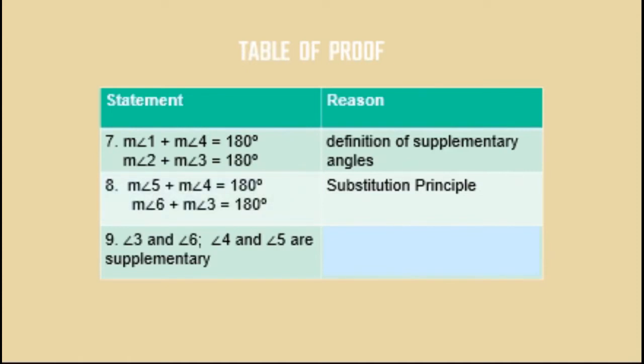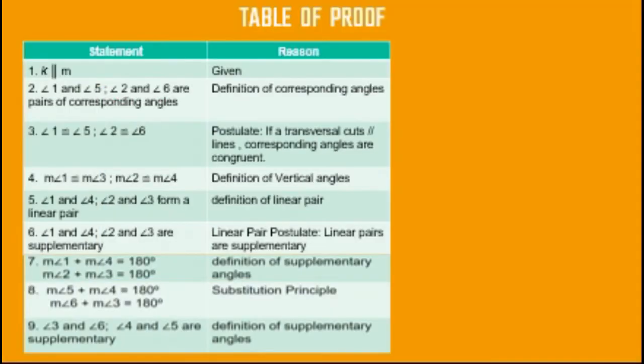Measure of angle 5 plus measure of angle 4 is equal to 180 degrees. Measure of angle 6 plus measure of angle 3 is equal to 180 degrees. Now we can prove that angle 3 and angle 6, angle 4 and angle 5 are supplementary. What is the reason? Alright, definition of supplementary angles. Okay? Alright, so now you can pause this video para mas makita nyo yung lahat ng information for this given example.